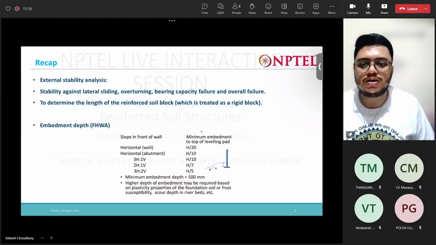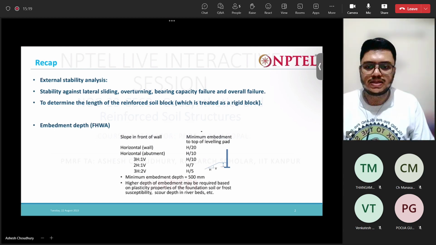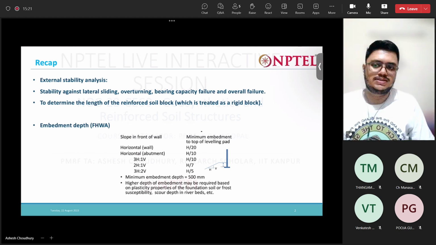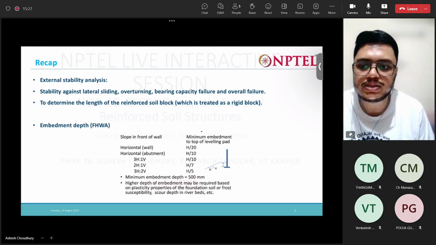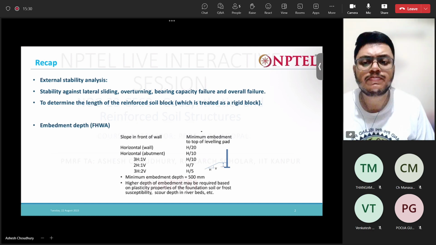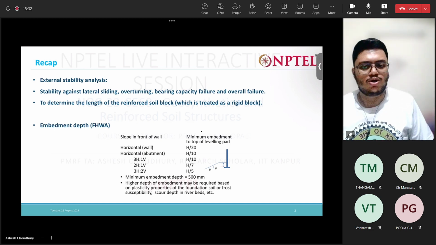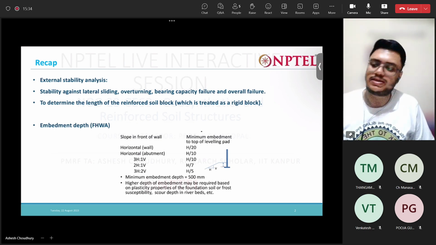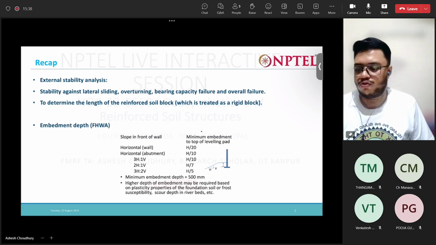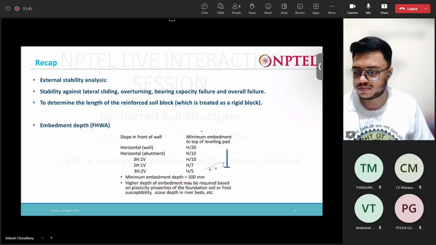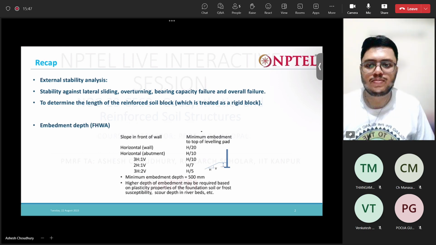Right. So the first thing that we have is the external stability analysis. In the external stability analysis, we check the factor of safety of our structure in terms of lateral sliding, overturning, bearing capacity failure, and the overall failure.